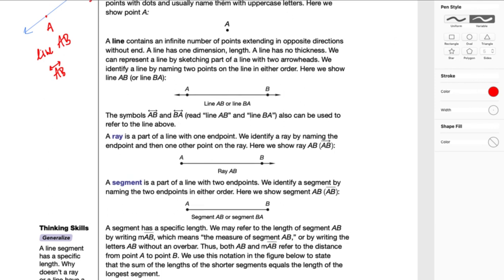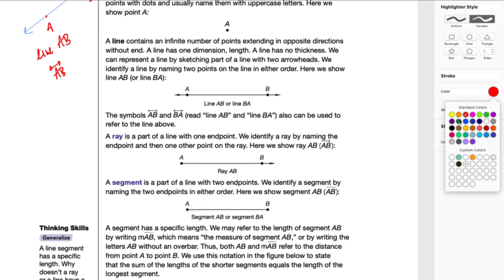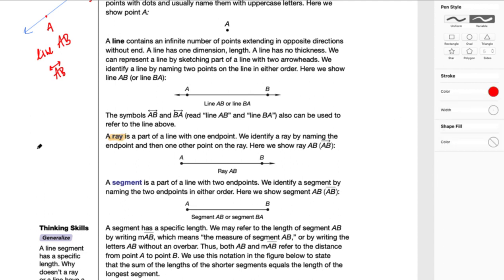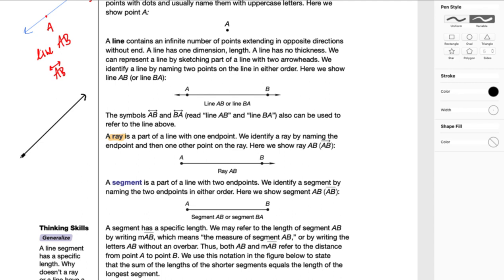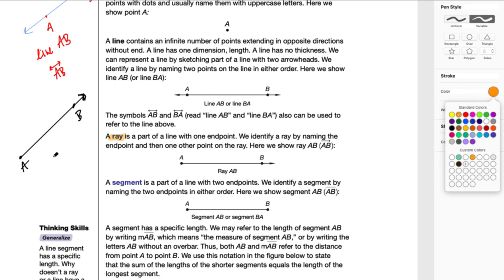So we have this concept here of a ray. A ray, here it is, it's kind of like half of a line. It's like an arrow. So if you have a line starting from one point, so not a whole line, you're starting at one point, or you have what we call an endpoint, and then we go in one other direction forever and ever. That's what the arrow means. If we have that, that is considered a ray.